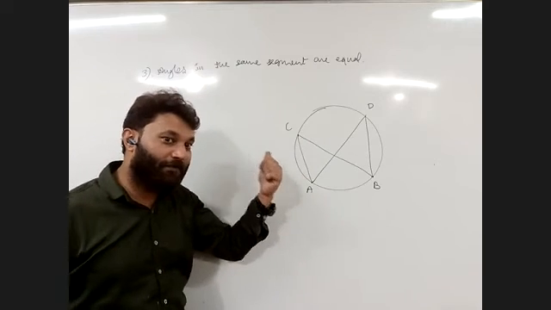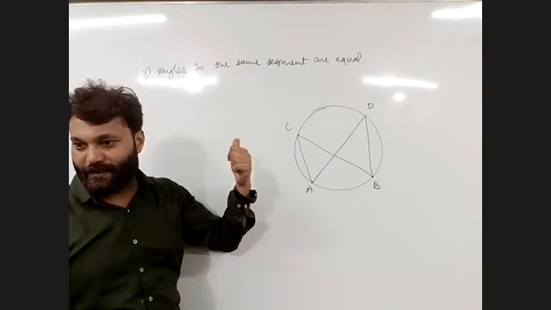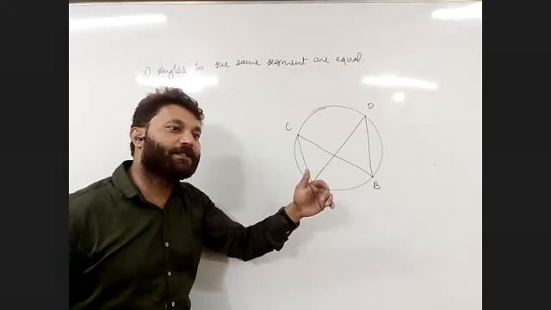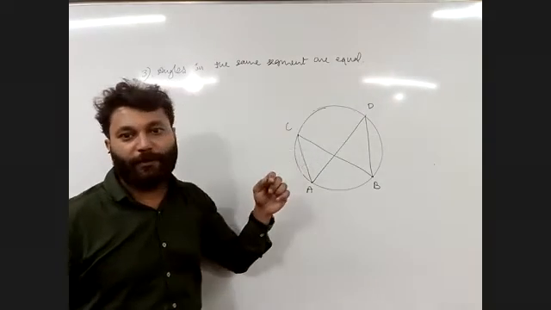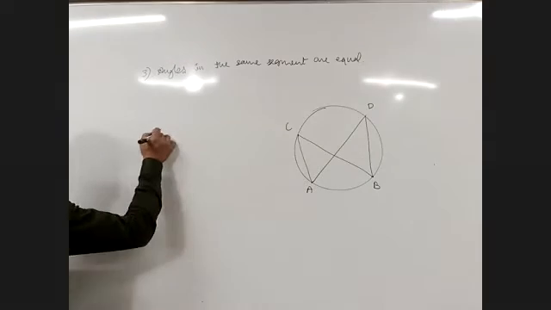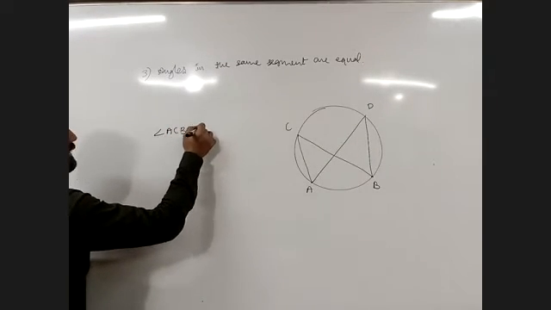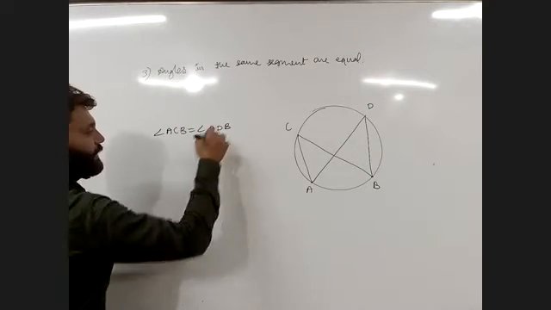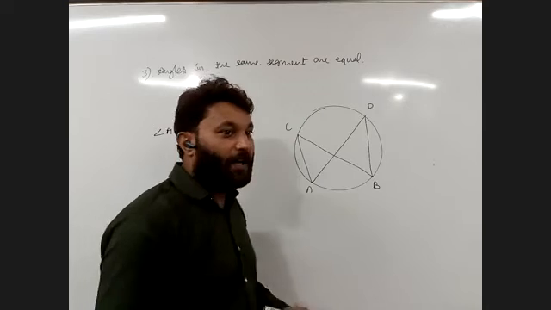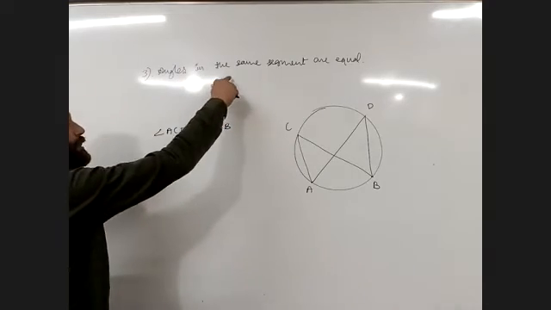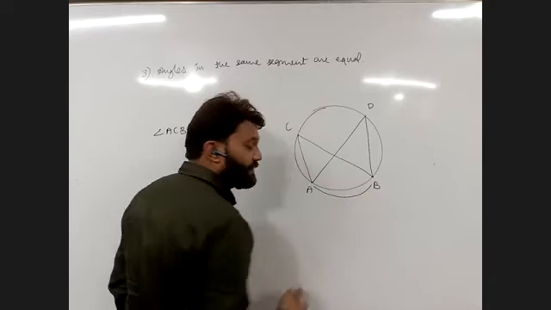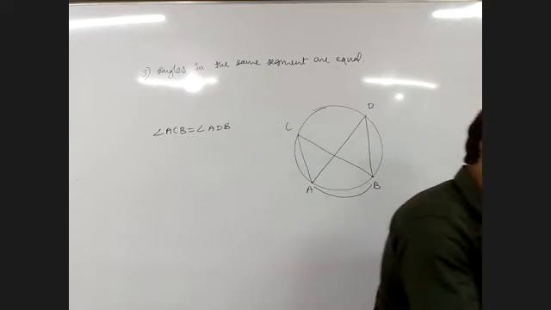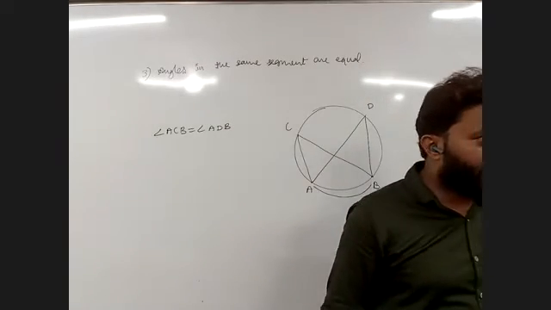In the first property, one angle was at the center and the other at the circumference, so the angle at the center was double. Here both the angles are at the circumference, so they will be equal. This simply means that angle ACB will be equal to angle ADB. Am I clear with it? Here the most important thing is the same segment. The angles are in the same segment. Same segment means they are formed by the same arc.